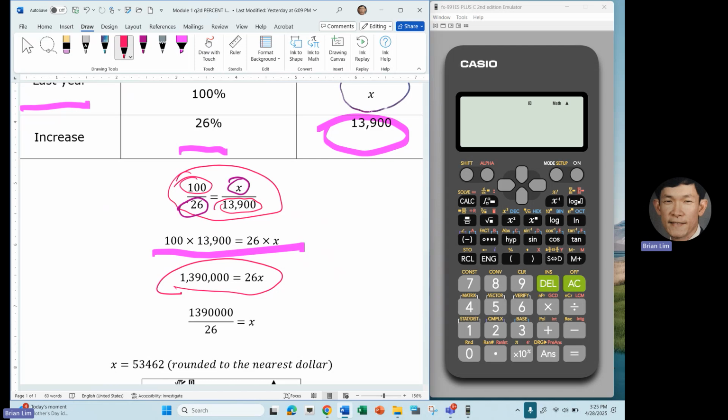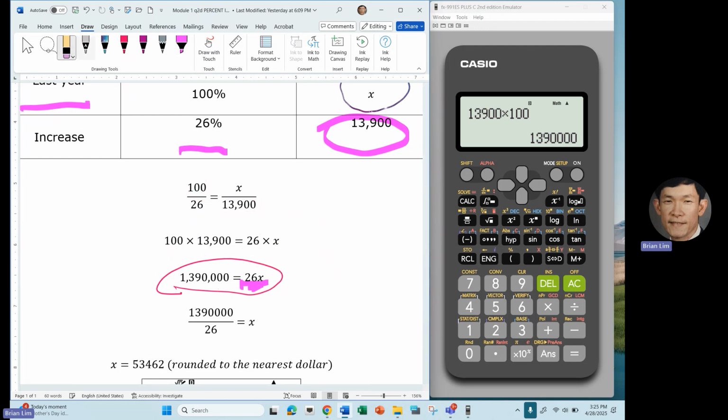If we take 13,900, let's put it on the calculator, 13,900, and we multiply that by 100, we will get what? 1,390,000, and that is equal to this 26x. So we have the equation now, and with that we can go and solve for x. Correct? So what will x be?